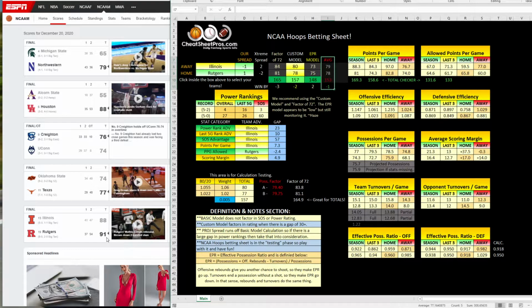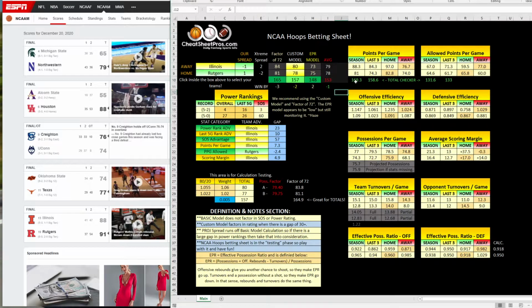Rutgers end up winning by 3, 91 to 88, and we had Illinois winning by 1. So we had a tight game. I can't remember what the side spread on that game was for the 2 ranked teams, but the total's the one that jumped out at me. The side one, we had tight games. So even if the spread was 4 or 5, me personally, I'm staying away from it.